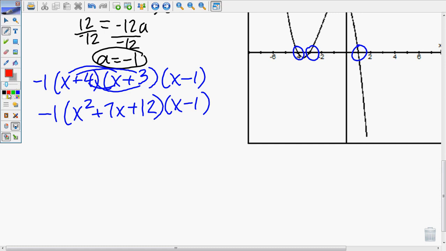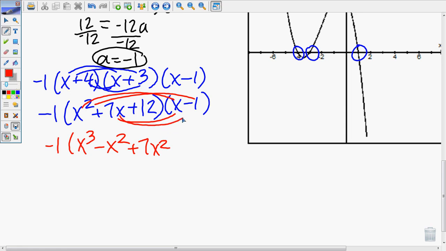So then you're gonna just distribute. So I end up with -1 times x to the third minus x squared. What I do to this term, I'm going to repeat again for the next two terms, right? So I have 7x times x, and that gives me 7x squared. I have 7x times -1, that gives me. I have 12 times x, that gives me. And I have 12 times -1. Then combine like terms. So we distribute it.